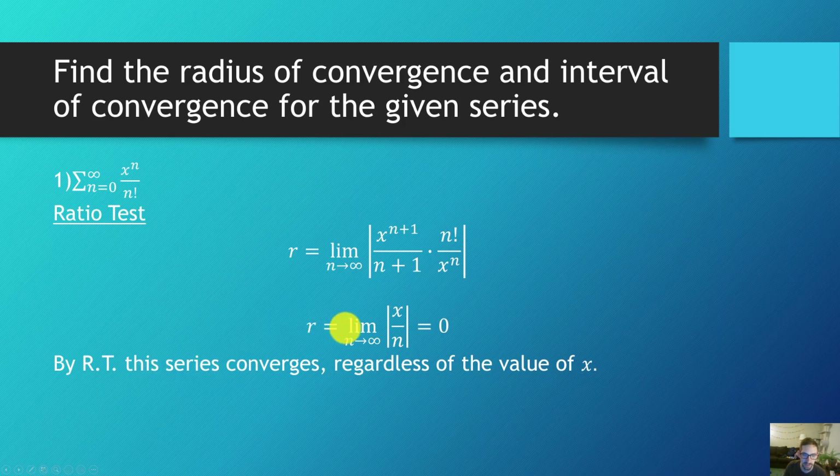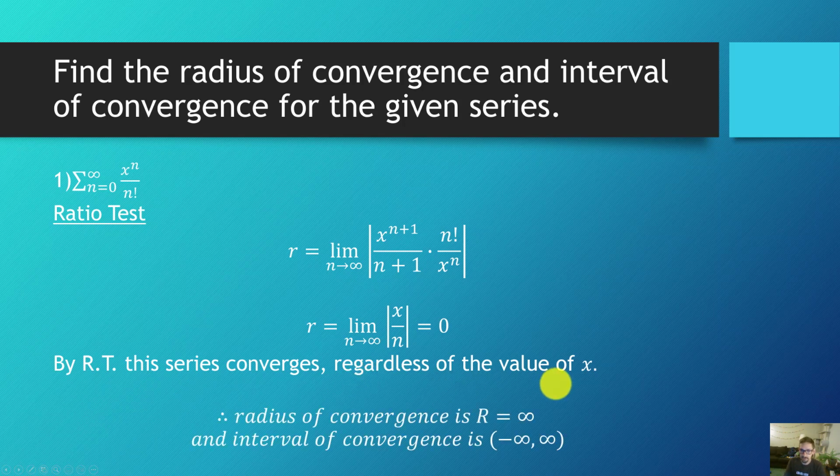And by ratio test, if we take this limit, n is the thing that's growing, and x is just a number. So if x is some number and n is going to infinity, then this whole expression is going to 0. And by ratio test, this series is going to converge regardless of the value for x. So if it's going to converge for any value of x, that means the radius of convergence is infinity. And the interval of convergence is negative infinity to positive infinity, meaning all numbers. Any number you put in will give you a convergent series.